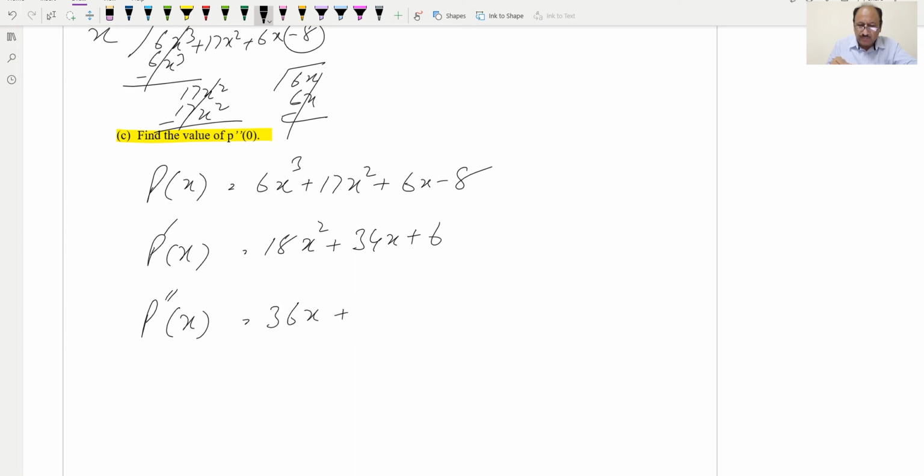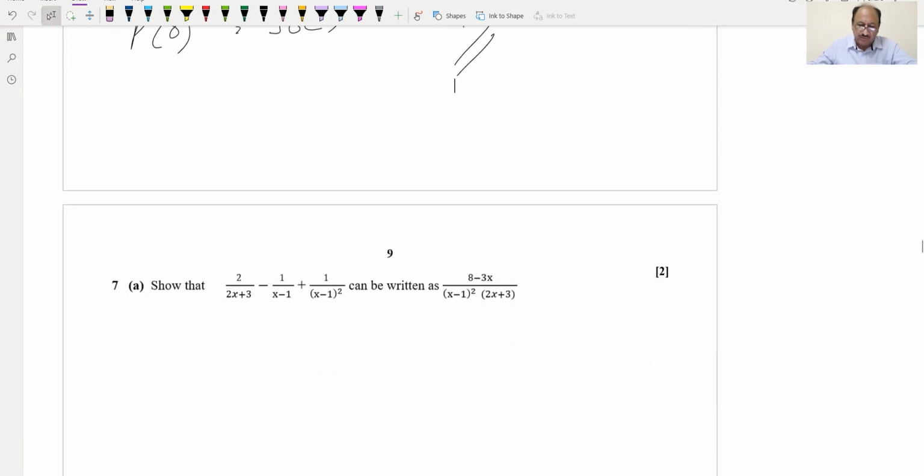So 36x plus derivative of 34x is 34, and constant is 0. So this will be our answer. And they're saying find p double dash of 0. P double dash of 0 will be equal to 36 into 0 plus 34, which is equal to 34, and this will be our final answer for this question.